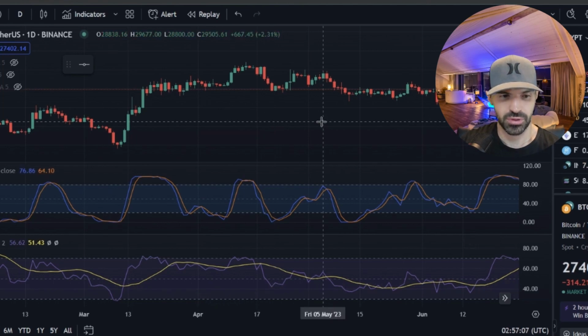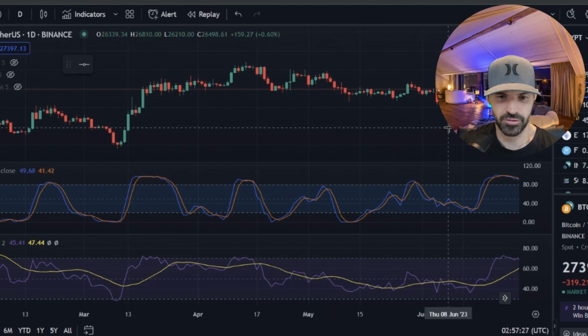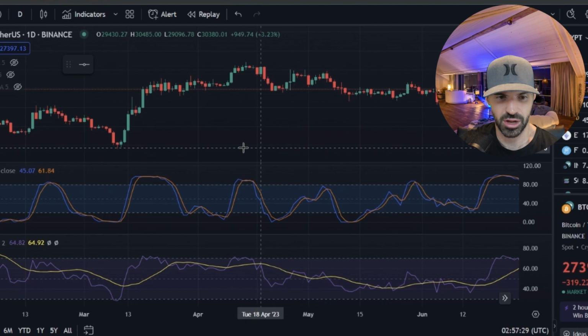So both indicators are very good to use in conjunction with one another. Like, I wouldn't pick one over the other. They're both very useful, and they have their own benefits.